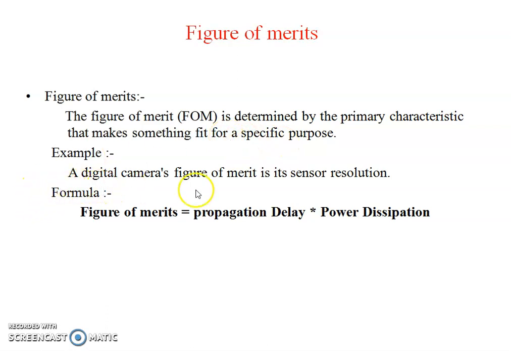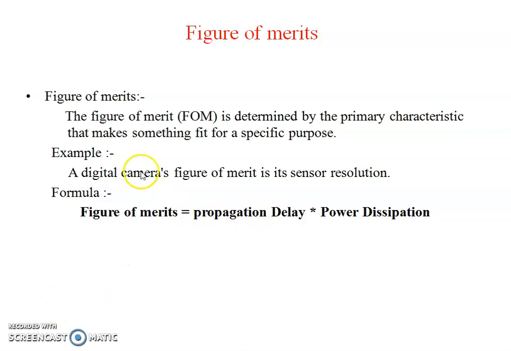For example, for a digital camera, the figure of merit is sensor resolution. And the formula of figure of merit is: figure of merit equals propagation delay times power dissipation. Now propagation delay is calculated in nanoseconds and power dissipation is calculated in milliwatts. So the propagation delay time is 10 raised to minus 9 second and power dissipation is 10 raised to minus 3 watt. So the average is 10 raised to minus 12, picojoules. Figure of merit is always calculated in picojoules.